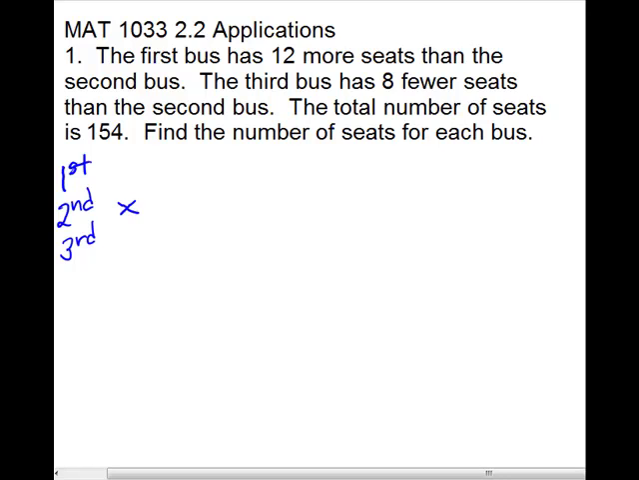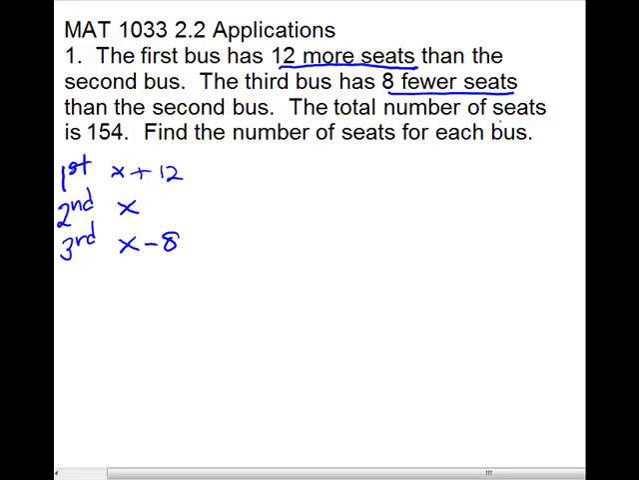For our first bus, it has 12 more seats than the second bus. More than is to add. It doesn't matter if you write X plus 12 or 12 plus X. It's the same. The third bus has 8 fewer seats than the second bus. Fewer is like less than. It's going to go backwards. So the 8 is what you're going to subtract. So it's 8 less than the X.